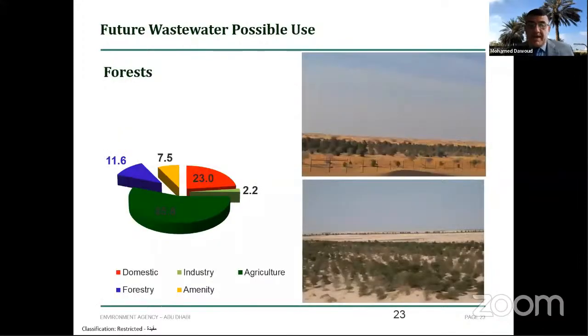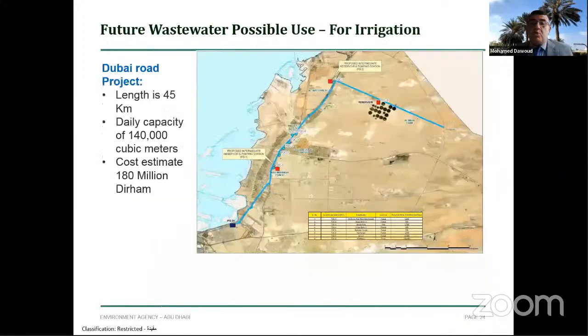So we started to plan for 2 mega projects. We call the first one the Dubai Road project. In this, we will pump the water from the end of Abu Dhabi island with a pipeline with a length of about 45 kilometers, and this will carry about 140,000 cubic meters a day, and the water will be used for the irrigation of farms and forests.